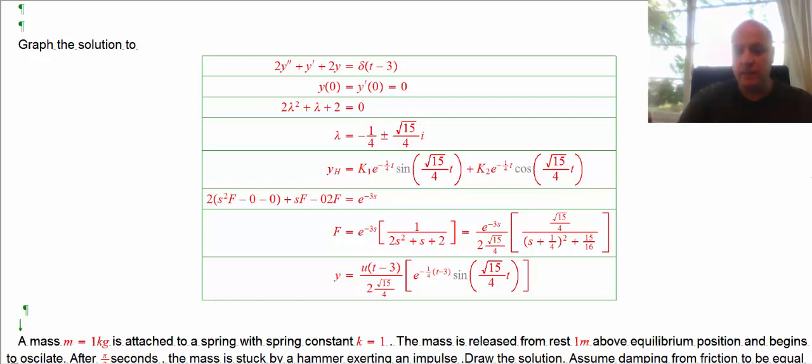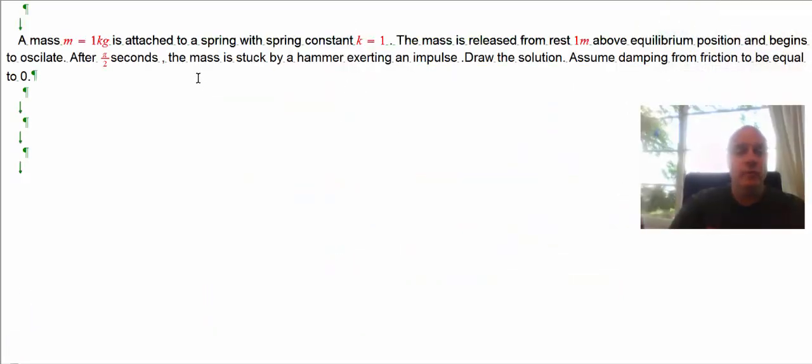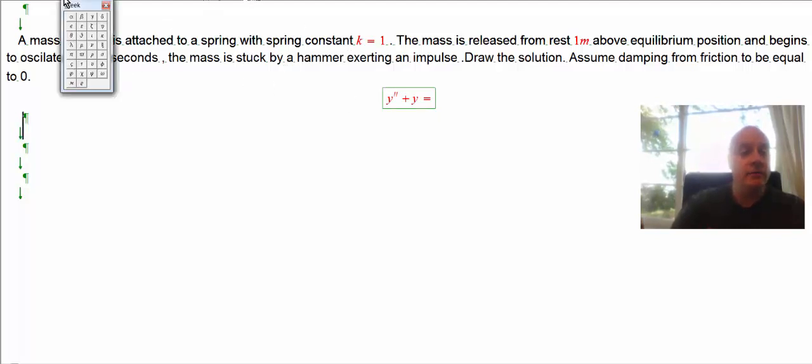Let's do another example. This one's written as a word problem, as a spring question. The mass is 1, so it's 1 times y prime prime. The spring, with the spring constant, there's no friction, so just plus y. That's simple harmonic motion, and the mass is struck by a hammer after pi over 2 seconds. So we have that Dirac delta function at pi over 2 seconds.